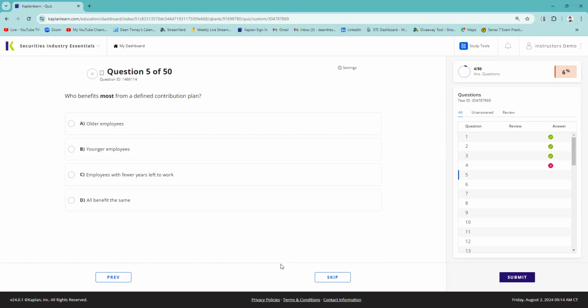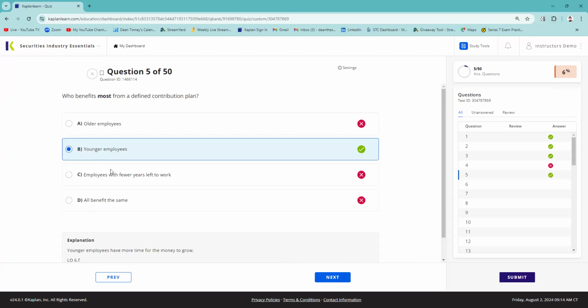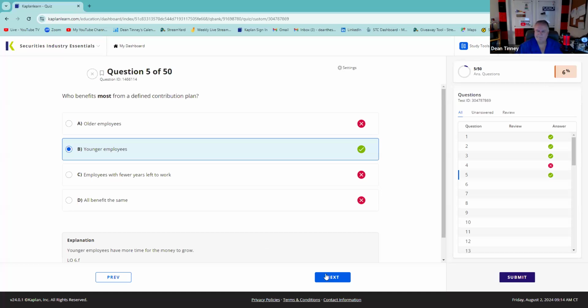Well, would it be younger employees because you have more time to put more money into it? Right on. Exactly right.